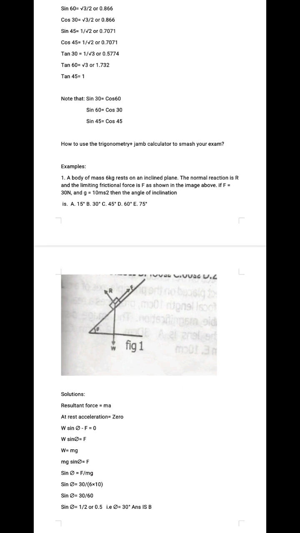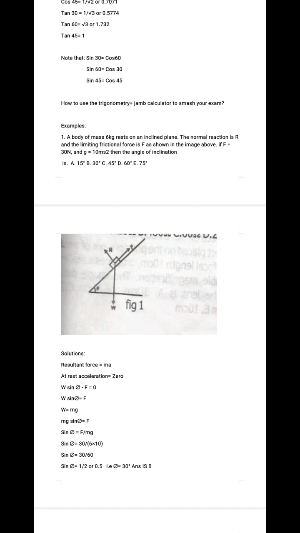Let's look at a question under physics. A body of mass 6 kg rests on an inclined plane. The normal reaction is R and the limiting frictional force is F, as shown in the image below. If F, the frictional force, is 30 Newton, and g, the acceleration due to gravity, is 10 meters per second squared, then the angle of inclination is what? You can see the diagram below showing the normal reaction and the frictional force opposing the movement of the mass of 6 kg on the inclined plane. How do you go about this?